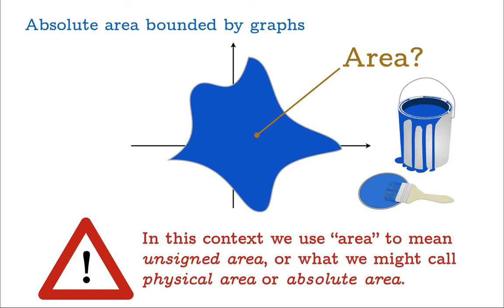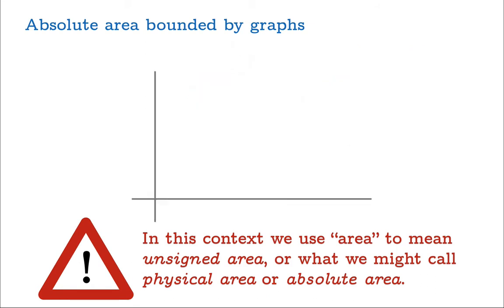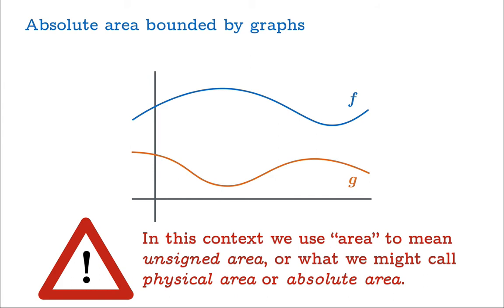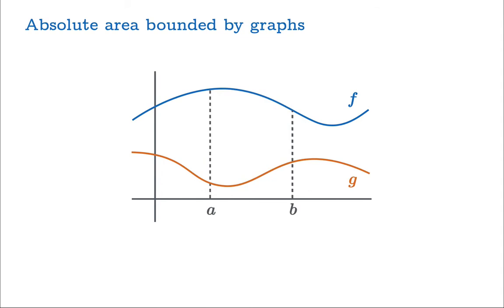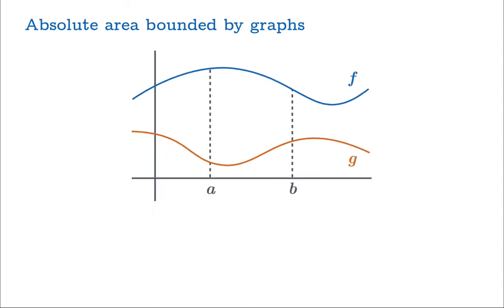We just mean a good old-fashioned quantity that tells you the amount of area. It's a positive number, and so we don't care whether something lies above or below the axis. We'll start with this example. Suppose we have graphs of two functions, f and g, and the graph of f lies completely above the graph of g, and we want to find the area under the graph of f, above the graph of g, and between the arguments a and b. We can picture this pretty well.